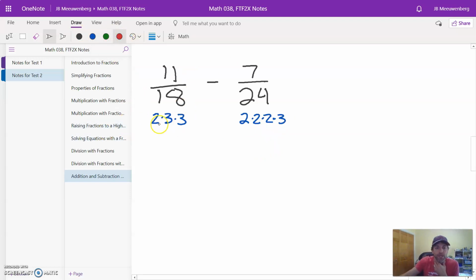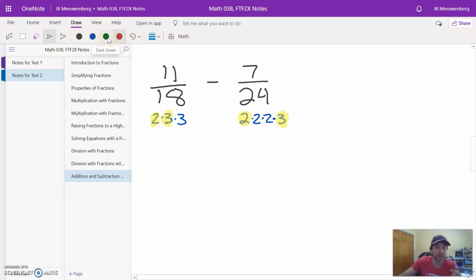Let's see. This one has a 2. Let me actually highlight them instead. I'll highlight what they have in common. This one has a 2, so does this one. You don't need to duplicate things that they already have in common. This one has a 3, and so does this one. Okay, so now look at what's not highlighted. This is what you need to share.